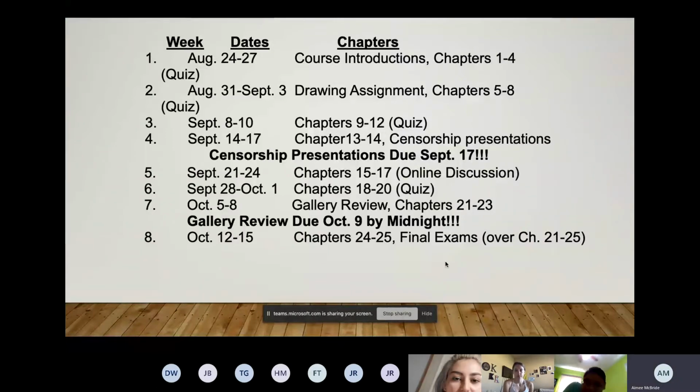We have to turn this all in through Canvas, right? Yes. So everything is going to be turned in through Canvas. We are not allowed to take paper anything anymore.